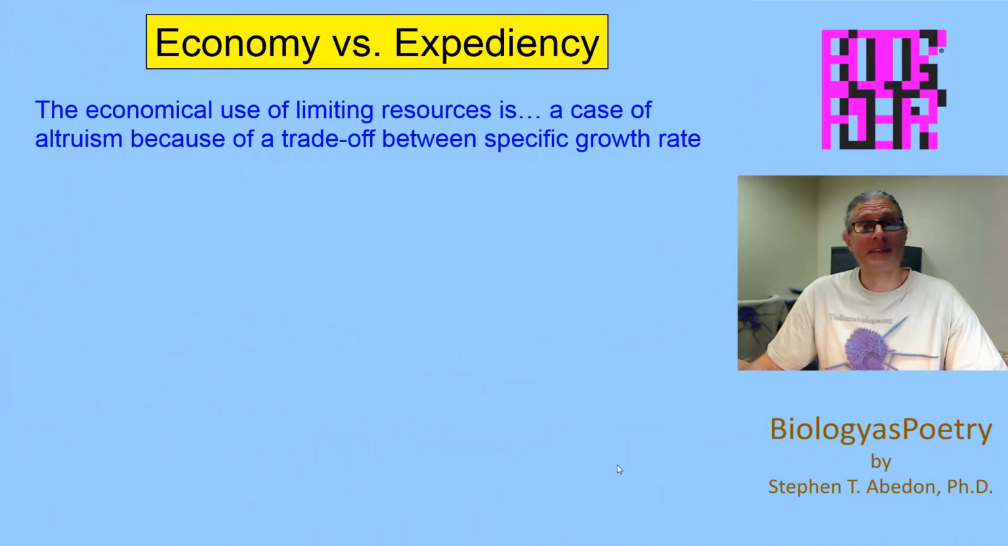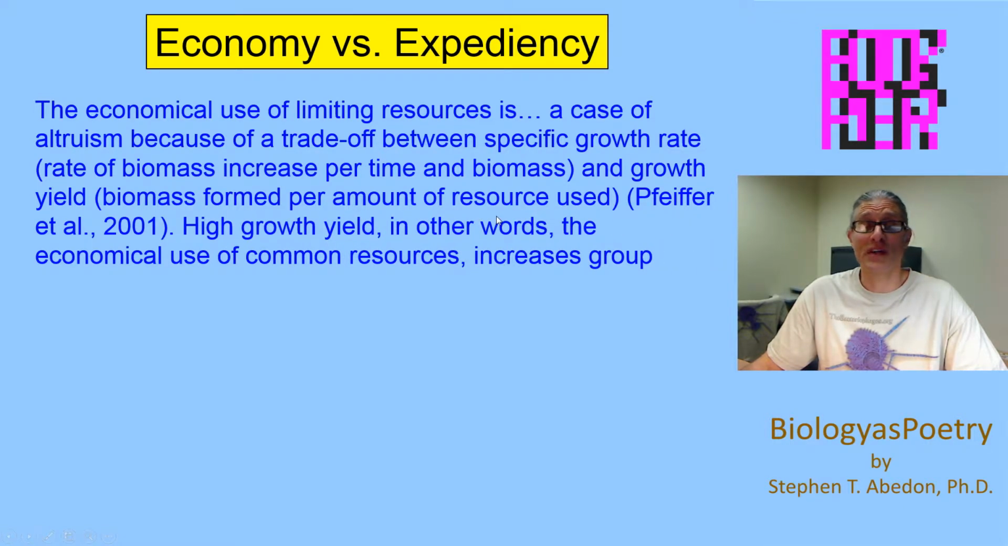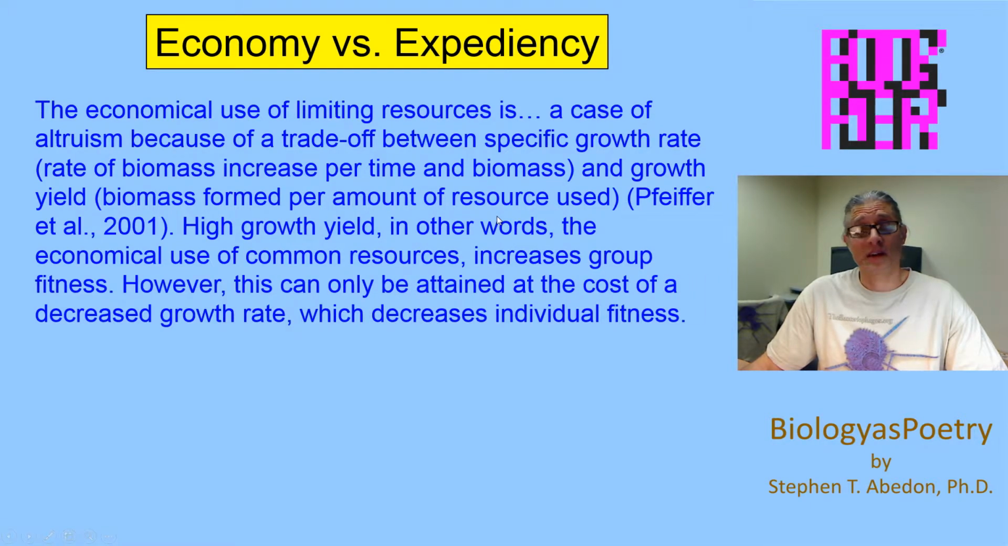So we can return to economy and expediency in trying to understand these ideas of parasite fitness. The economical use of limiting resources is a case of altruism because of a trade-off between specific growth rate, that is, rate of biomass increase per unit time and per unit biomass, and the growth yield, that is, biomass formed per amount of resource used. High growth yield, in other words the economical use of common resources, increases group fitness. However, this can only be attained at the cost of decreased growth rate, which decreases individual fitness. If you're not growing very fast, then your fitness, at least instantaneously, is not as high as an organism that is growing fast. But over longer time frames, what's important can be the total number of individuals that are produced rather than how rapidly they're produced. And that's, of course, Kreft.